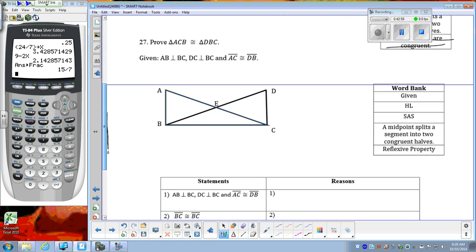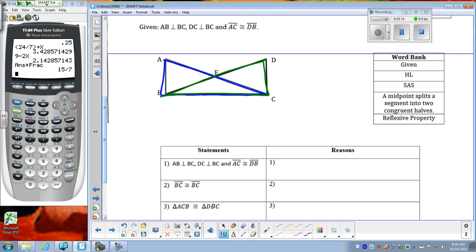The last one, for some reason we split it around. I want to prove that ACB is congruent to DBC. Let's look at what I have. I'm given that AB is perpendicular to BC, DC is perpendicular to BC, and AC, I'm going to draw these triangles out separately. I would always recommend drawing your triangles out so you can look at what you got.